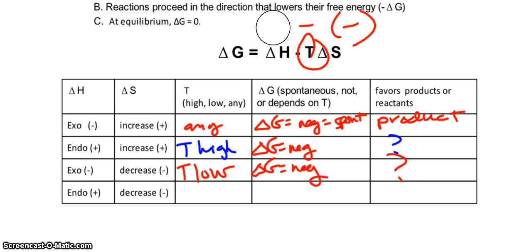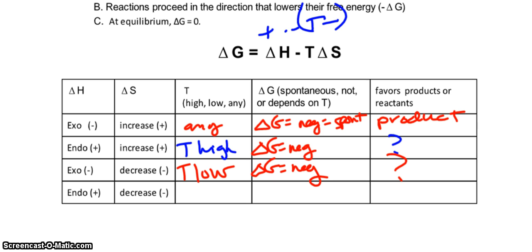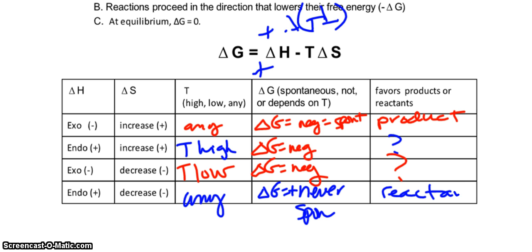Finally, what if the two items that are very unusual work together? What if this is a positive number minus T times a negative number? No matter what, what's a negative times a negative? It's going to be a positive. No matter what the temperature is, you're going to have a positive delta G, and this is never spontaneous. So at any temperature, I don't care what it is, it will never be spontaneous, and if it's not spontaneous, you will just have your reactants left. You're not going to make them do anything. You're just going to sit there with your reactants.